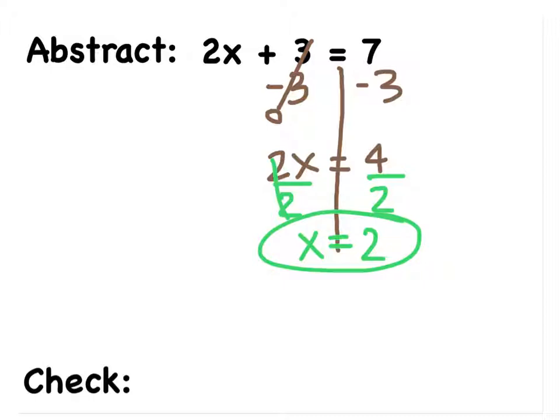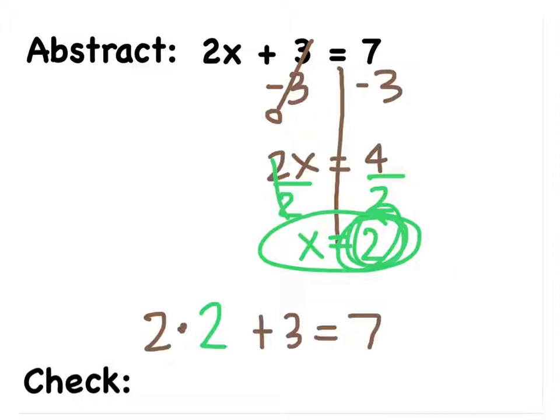Let's do the check. Remember, for the check, I'm rewriting my original equation. So I have 2 times x plus 3 equals 7. But instead of writing x, I'm going to write 2 instead. That's my proposed solution. Now I can type this into my calculator, or I can use mental math, but since both sides add up to equal 7, since both sides are the same number, that lets us know that our equation is true, and so x equals 2 is the correct answer. So x equals 2 is our final answer.